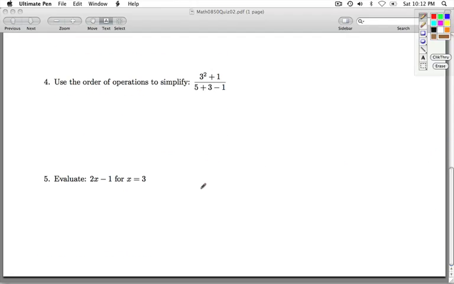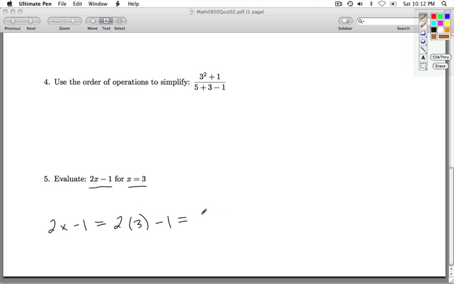Very last problem, number 5, we're asked to evaluate this algebraic expression for the value x equals 3. Well, we have to remember here that the 2x really means 2 times x. So when I substitute the 3 in, I'm really multiplying 2 times 3. And as we've talked about in class, you can't go wrong by putting the parentheses in there. So I'm going to put 2 parentheses 3 minus 1.